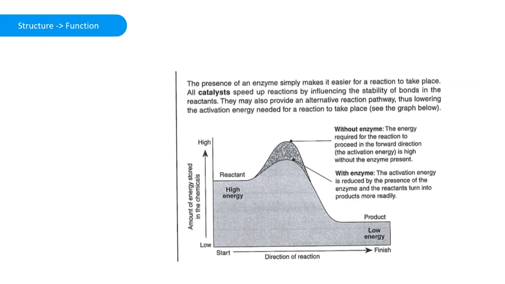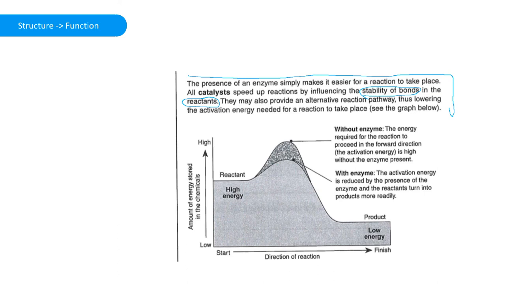This I've added in as the last slide because it puts into words, similar to what you will be expected to build on when you write this part of the assignment. The presence of an enzyme simply makes it easier for a reaction to take place. All catalysts speed up reactions by influencing the stability of bonds in the reactants, the substrate. They may also provide an alternative reaction pathway, thus lowering the activation energy needed for the reaction to take place. Okay.